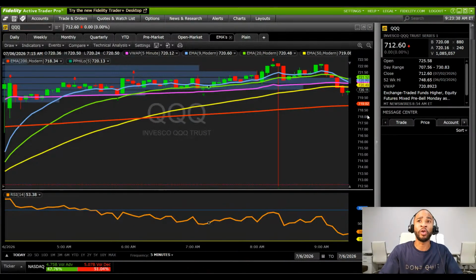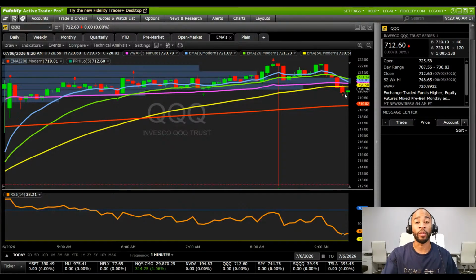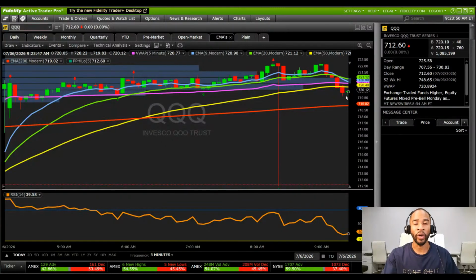Make sure you're keeping a close eye on the structure, right? So at the moment, I have the EMAs on my chart, right? They're going to help me out with identifying the market structure. And I'm going to use price action to figure out where these candlesticks are going to hit towards.